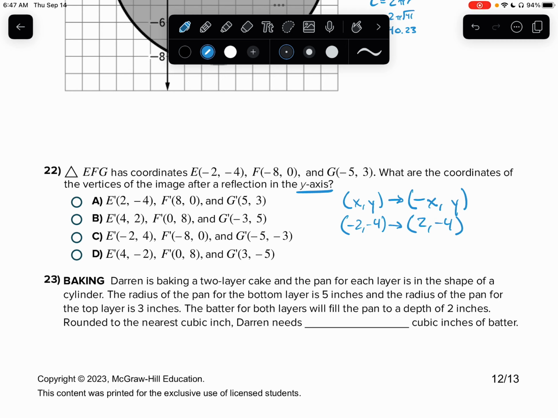And there's only one that fits that criteria already. So it looks like it's going to be A. Let me just verify. So I have -8, 0 would become +8, 0. And then -5, 3 would become +5, 3. And yep, that matches up with A. So yeah, there we go.